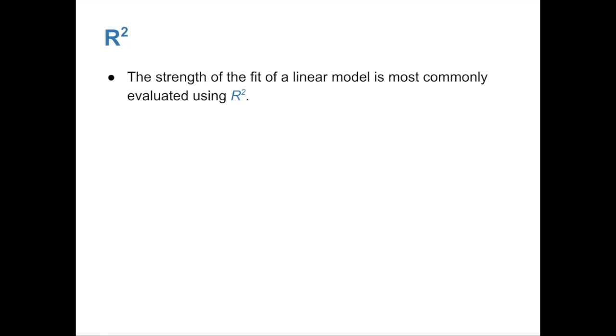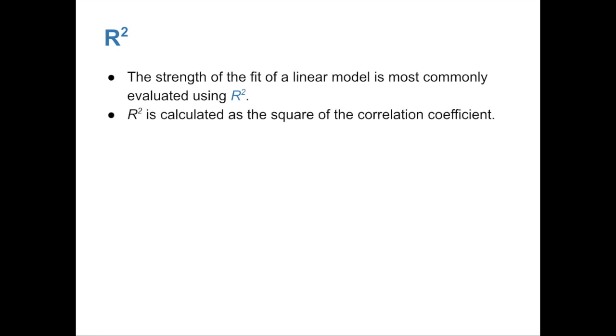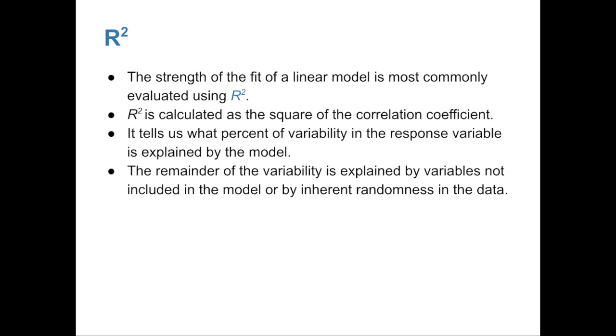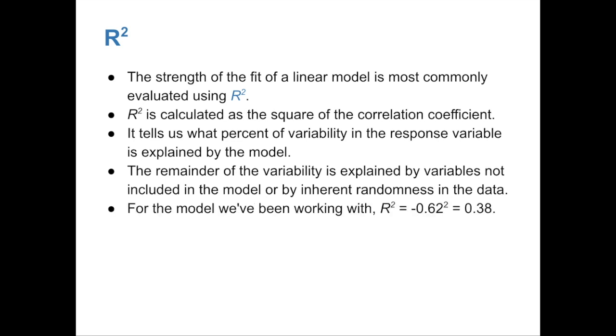Let's look at R squared. The strength of the fit of a linear model is most commonly evaluated utilizing R squared, which is taking the correlation value and squaring it. It is calculated as the square of the correlation coefficient. So if I'm given the R squared value, I can find R by taking the square root of R squared. This tells us what percent of variability in the response variable is explained by the model. The remainder of the variability is explained by variables that are not included in the model or by inherent randomness in the data that is collected.